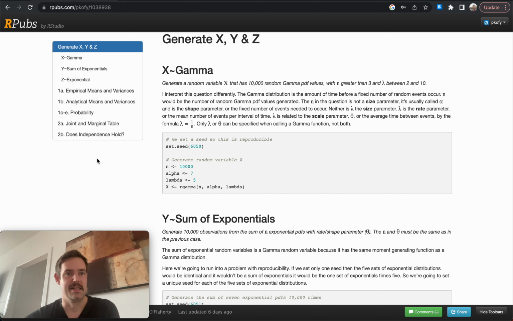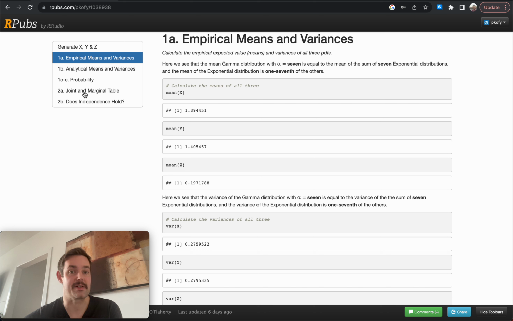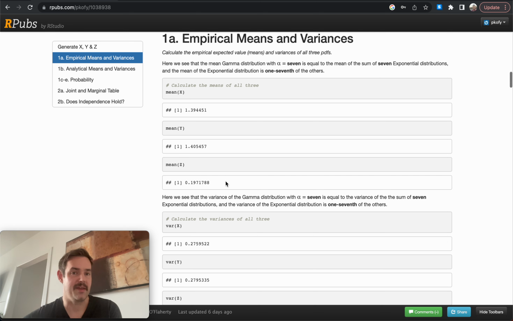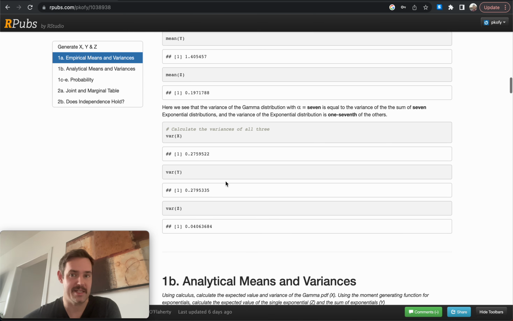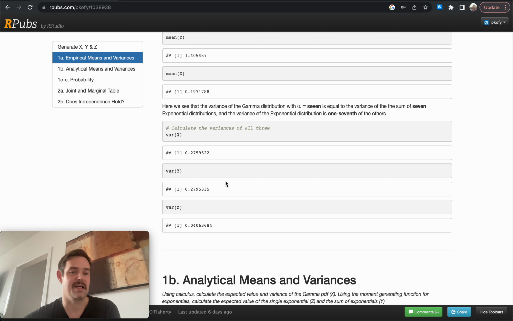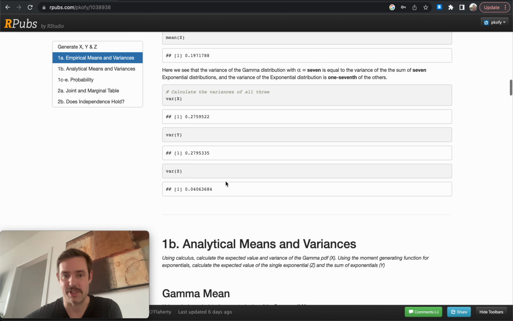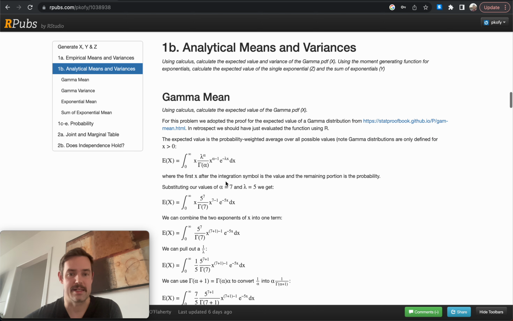Let's get started. So we started by generating data for three different distributions using the same parameters, and ultimately we're showing how these are linked. So when I calculate the means, I can show that they're 7 times the exponential, and that the gamma and the sum of exponentials have the same mean and the same variance. I know it's related to having the same moment generating function, but we didn't go into that here.